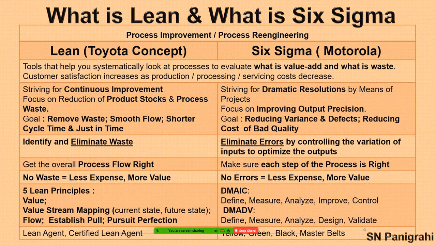Whereas in Six Sigma, there are broadly 2 approaches. For existing processes, there is a concept called DMAIC, meaning define, measure, analyze, improve and control. And for new processes, another approach is DMADV, meaning define, measure, analyze, design and validate. So these are the 2 broad concepts merged together for the improvement of the process.